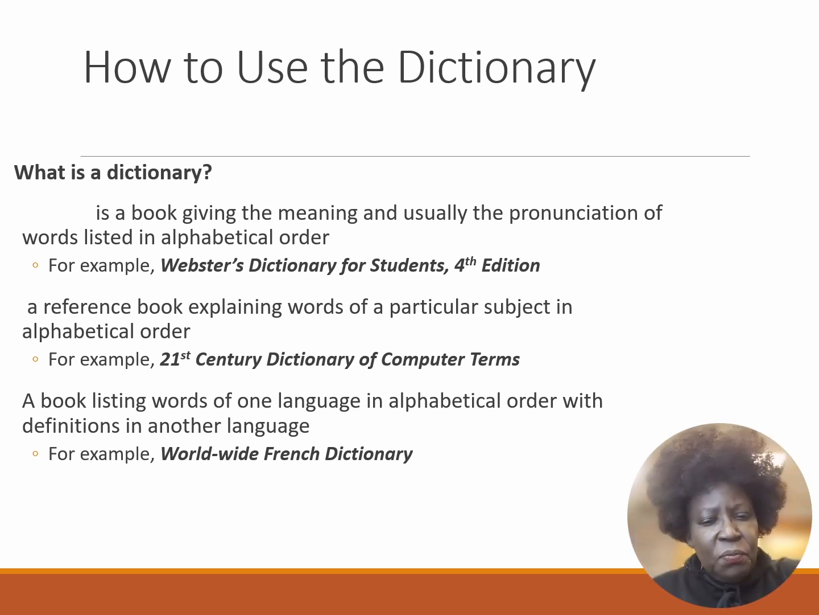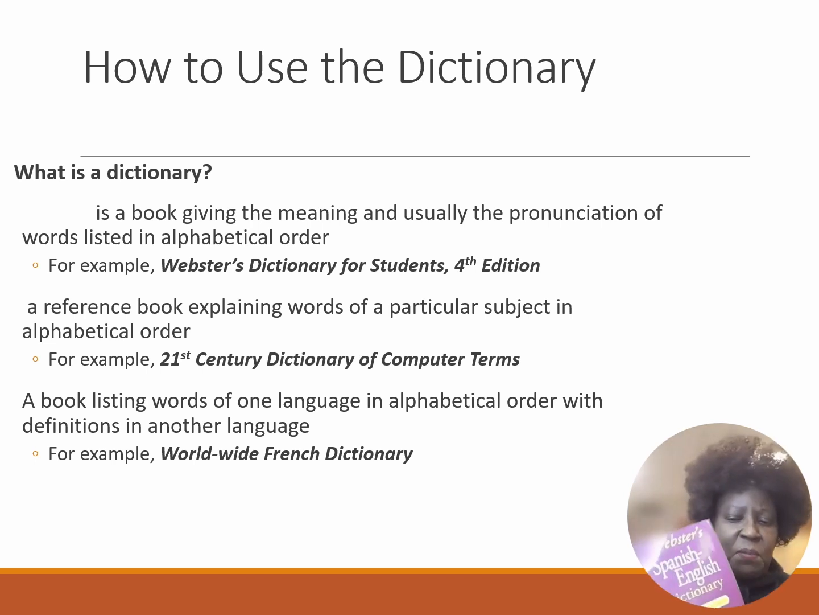It can also be a reference book that explains words of a particular subject in alphabetical order. For instance, the 21st Century Dictionary of Computer Terms. And it could also be a book that's listing words of one language in alphabetical order with definitions in another language. And I have an example here of the Webster's Spanish English Dictionary.